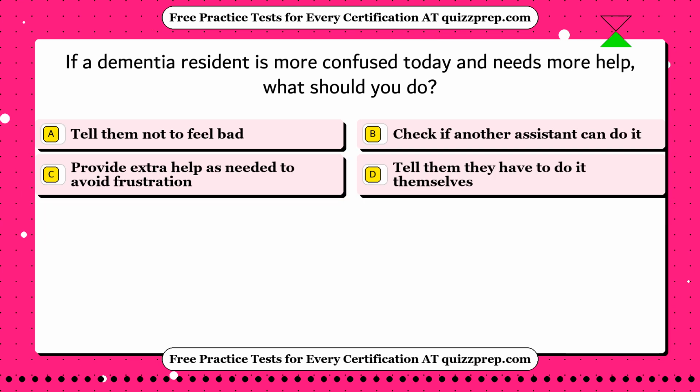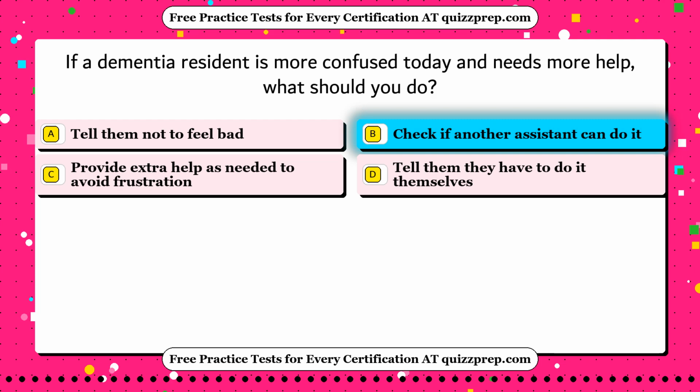Question 150. If a dementia resident is more confused today and needs more help, what should you do? Option A, tell them not to feel bad. Option B, check if another assistant can do it. Option C, provide extra help as needed to avoid frustration. Option D, tell them they have to do it themselves.